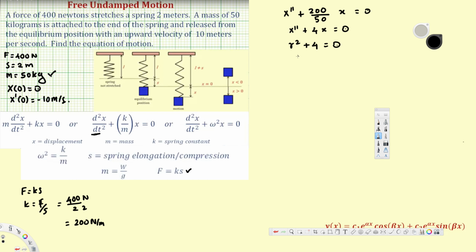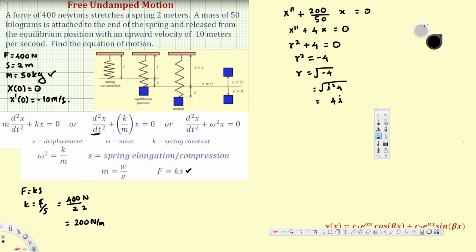And if we try to solve this one, r square is equal to negative 4, and therefore r is equal to square root of negative 4. Now we have a negative value inside the square root, so this is going to be a complex number, and when we have a complex number we replace the negative 1 with i square, like negative 1 is equal to i square, so this is going to be i square times 4, so that's going to become 4i, right?